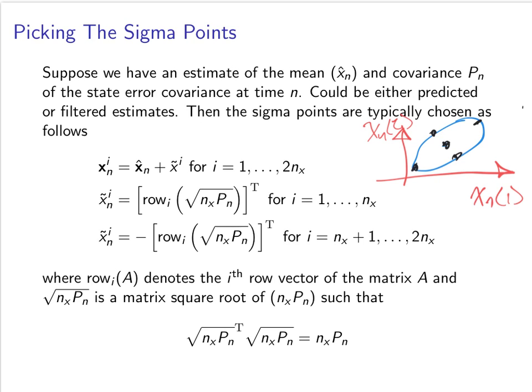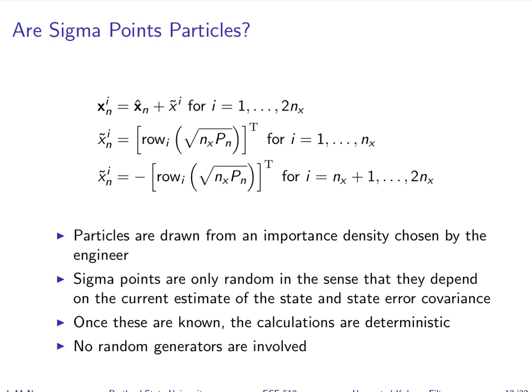All right, so a square root of a matrix is any matrix that satisfies this property. When you take the square root transpose times the square root, you get the matrix back. And I'll say more about that in just a minute.